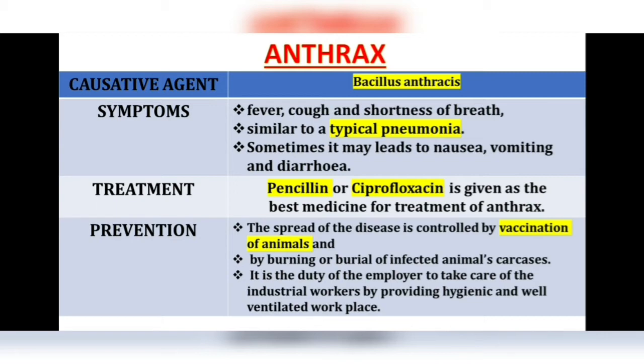Now let's see the preventive measures. The spread of the disease is controlled by vaccination of animals and by burning or burial of infected animals' carcasses. Carcasses means animal's dead body. It is the duty of the employer to take care of the industrial workers by providing a hygienic and well-ventilated workplace.